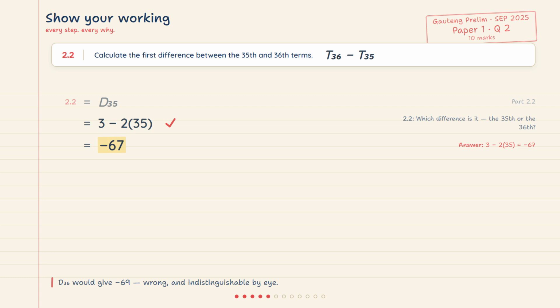And notice why the numbering matters. If you had used 36, you would have got minus 69, which is a perfectly reasonable looking number in a sequence full of negatives. Nothing about it would look wrong. The only thing that catches it is knowing which gap you are numbering.